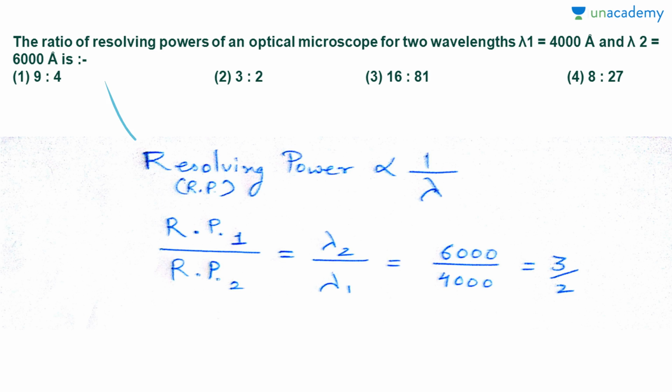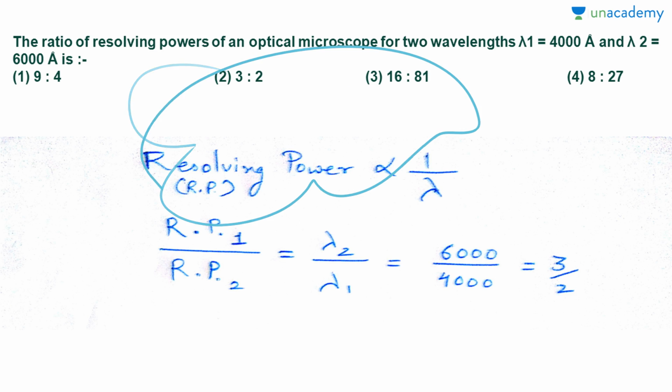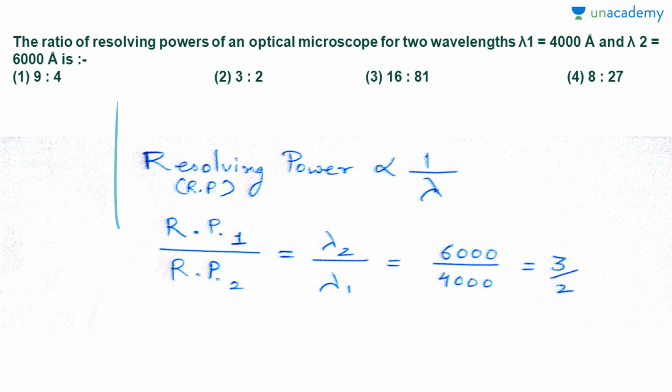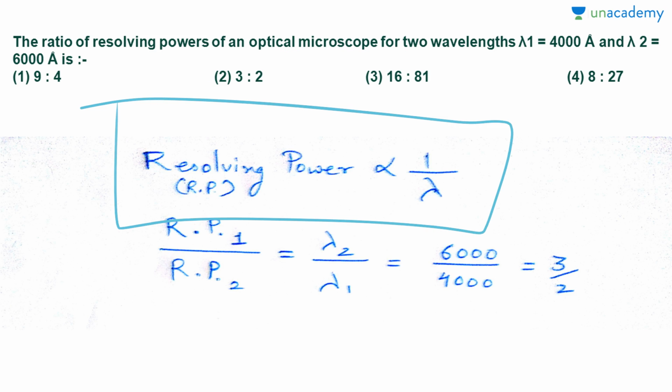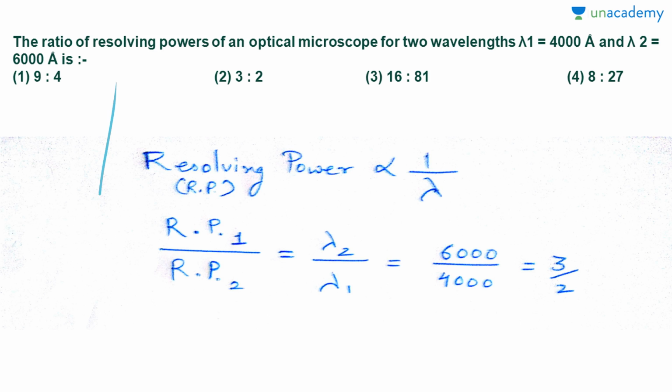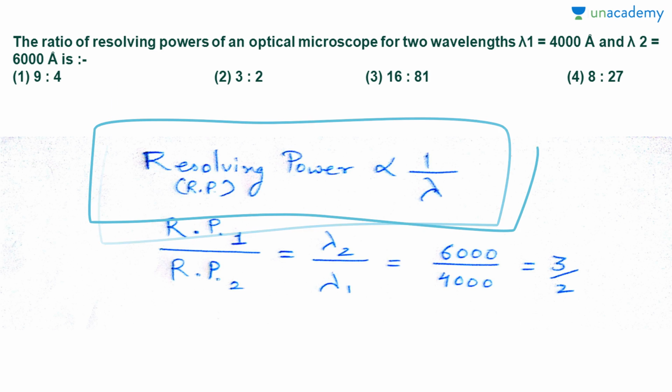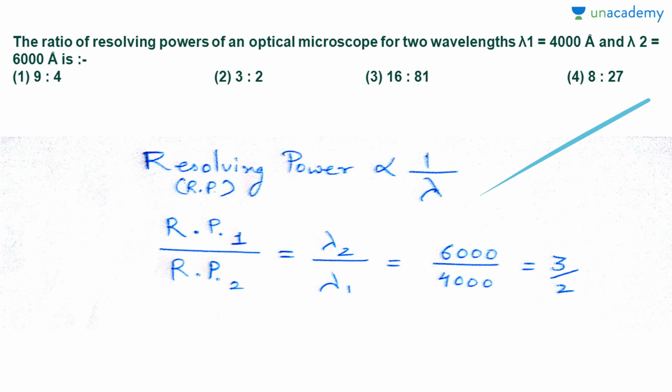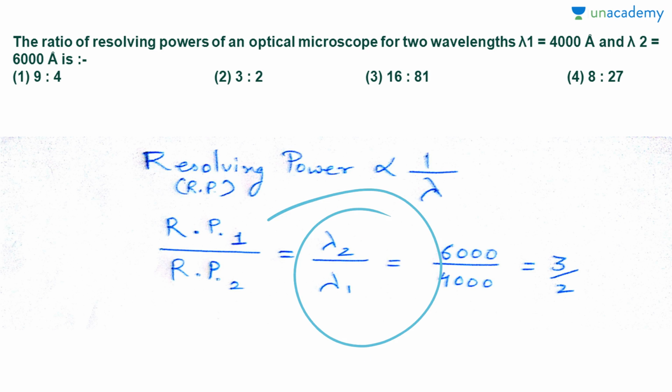It should directly hit our mind. What should hit our mind? That resolving power is inversely proportional to the wavelength. This is the basic formula that should hit your mind. So using this we can conclude that resolving power 1 upon resolving power 2 is equal to lambda 2 upon lambda 1. Here it is 1 and 2, here it is 2 and 1, since they are inversely proportional. We have the value of lambda 2, we have the value of lambda 1.